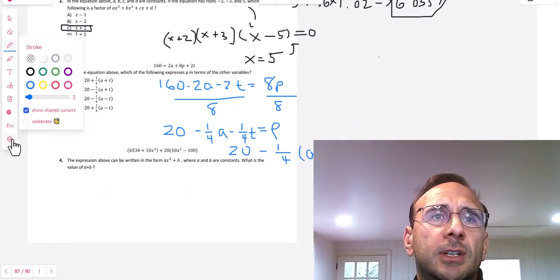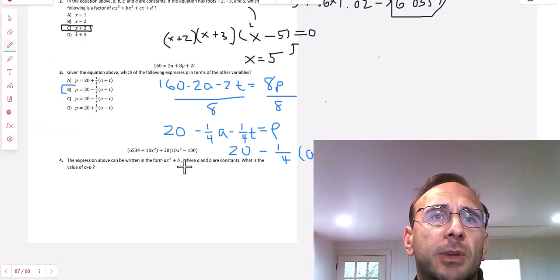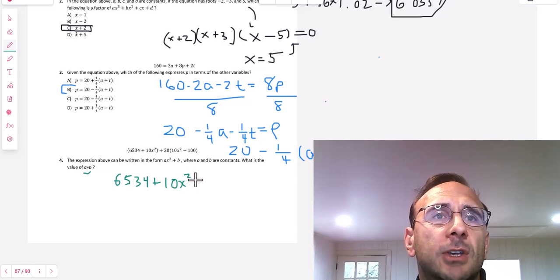Number 4, here's an expression. It can be rewritten as ax squared plus b. A and b are constants. What's the value of a plus b? So sometimes in the test there's no more solving, you're just comparing what's in the same spot. And we'll see what that looks like. You can't compare it till you get all the like terms combined. So definitely distribute that 20.